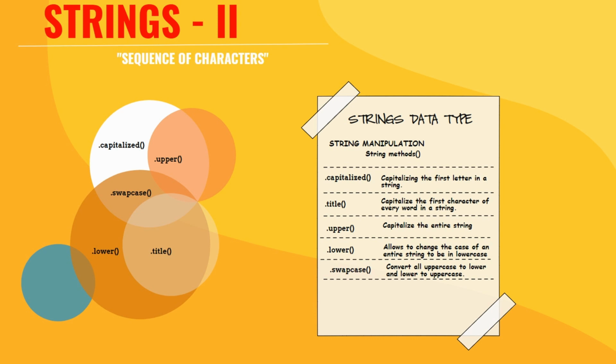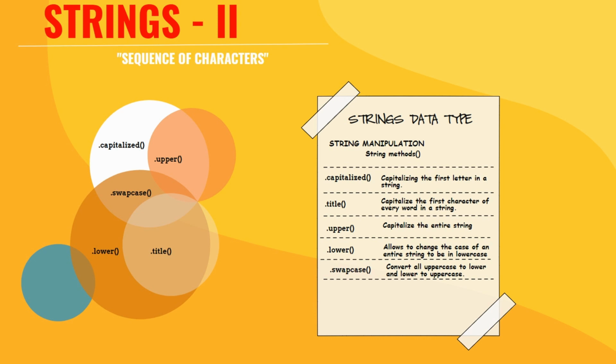The lower method allows you to convert the entire string to lowercase. The title method is used to capitalize the first character of every word in the string. The swap case method converts all uppercase letters to lowercase and all lowercase letters to uppercase. By applying these methods, you can effectively manipulate and transform strings to suit various formatting and presentation requirements.